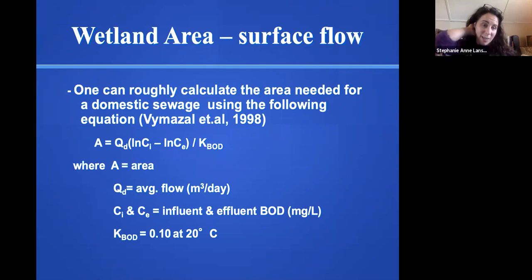We also need to calculate the area needed. And so our area, again, is going to be based on the flow times the natural log, because before it was e, the opposite of e is our natural log. So we're going to have the flow times the natural log of the concentration coming in minus the concentration going out, divided by the K BOD. And again, it being temperature dependent. So for example, it's 0.1 at 20 degrees, but you would adjust that based on your temperature.